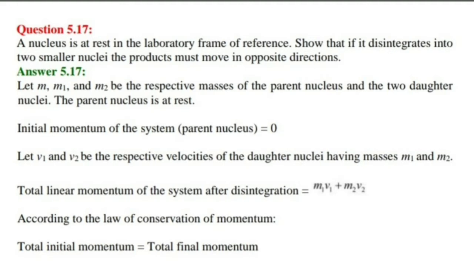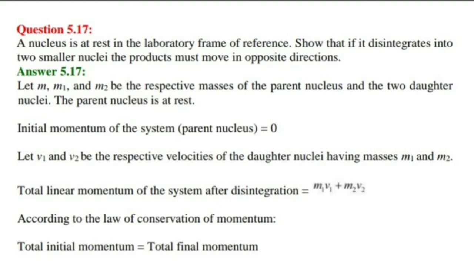A nucleus is at rest in the laboratory frame of reference. Show that if it disintegrates into smaller nuclei, the products must move in opposite directions. So disintegration, I think I have told you the process of radioactivity in one of the earlier classes. When radioactivity is going on, a heavy nucleus will be splitting into lighter ones.